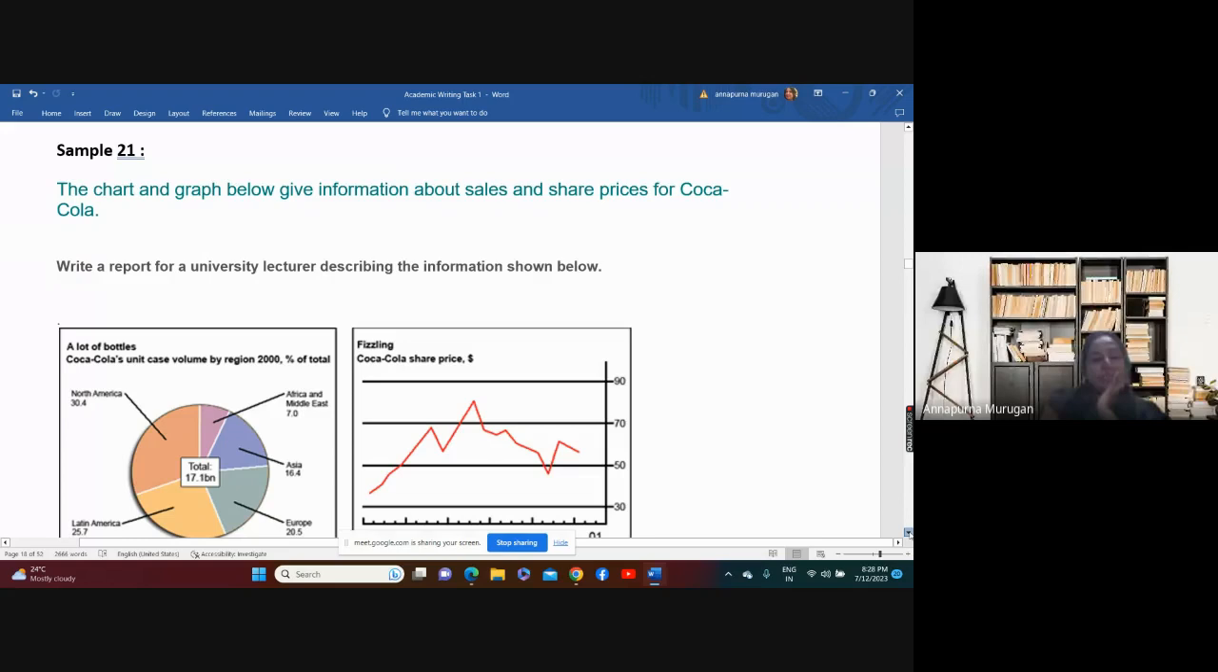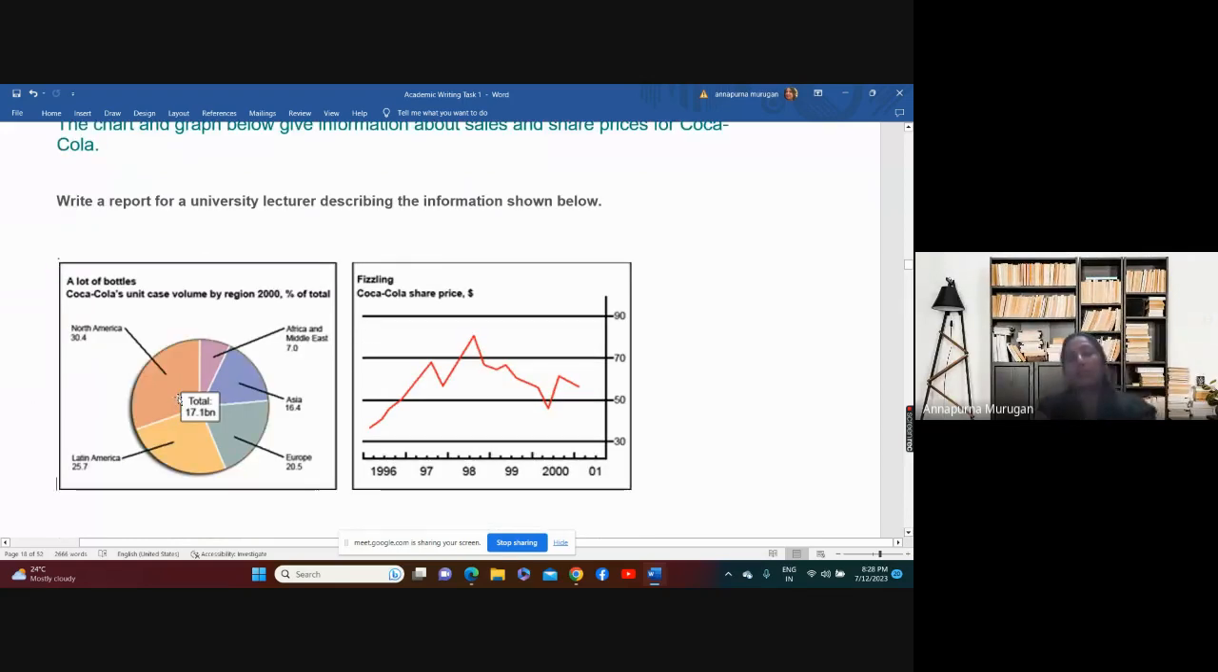Okay, from this, I'll just give you the description of the body paragraph. Here, write about the pie chart in one paragraph, and write about the line graph in another paragraph. From the graph, who is contributing the greatest sales, or in which region are Coca-Cola sales high? You can see North America, isn't it? So you can write: the presented pie chart showcases that a great amount of Coca-Cola is sold in North America, followed by Latin America.